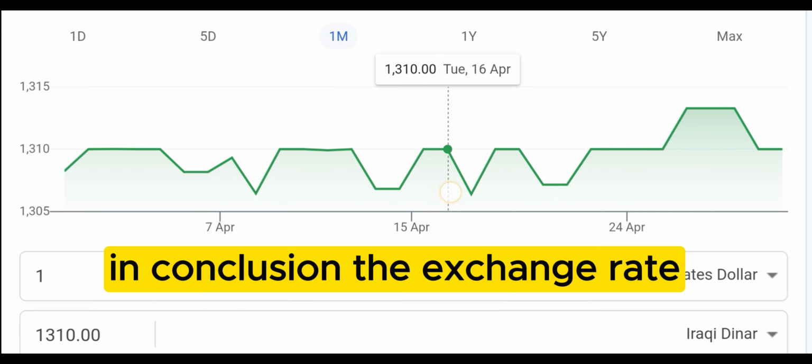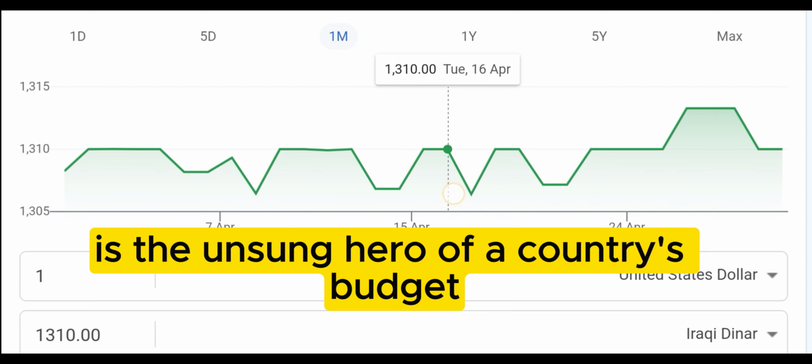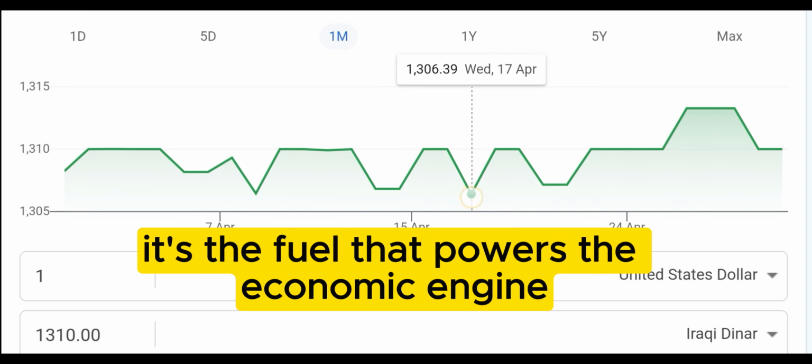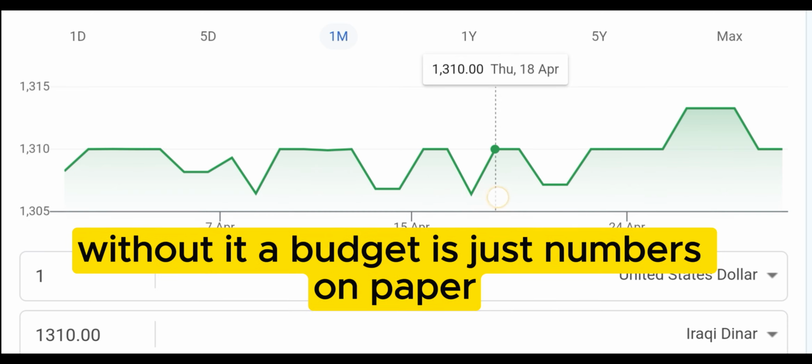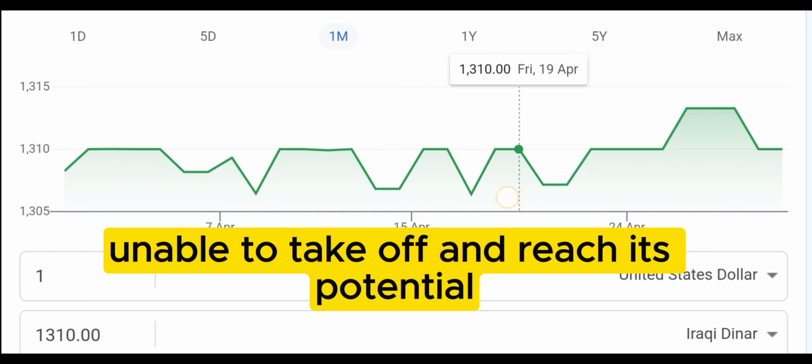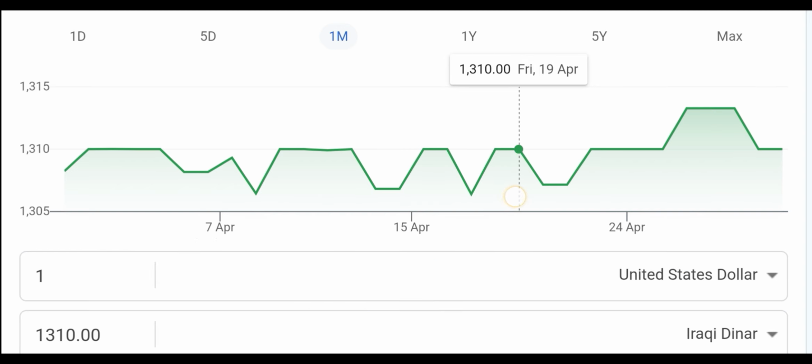In conclusion, the exchange rate is the unsung hero of a country's budget. It's the fuel that powers the economic engine, driving policies and enabling growth. Without it, a budget is just numbers on paper, unable to take off and reach its potential.